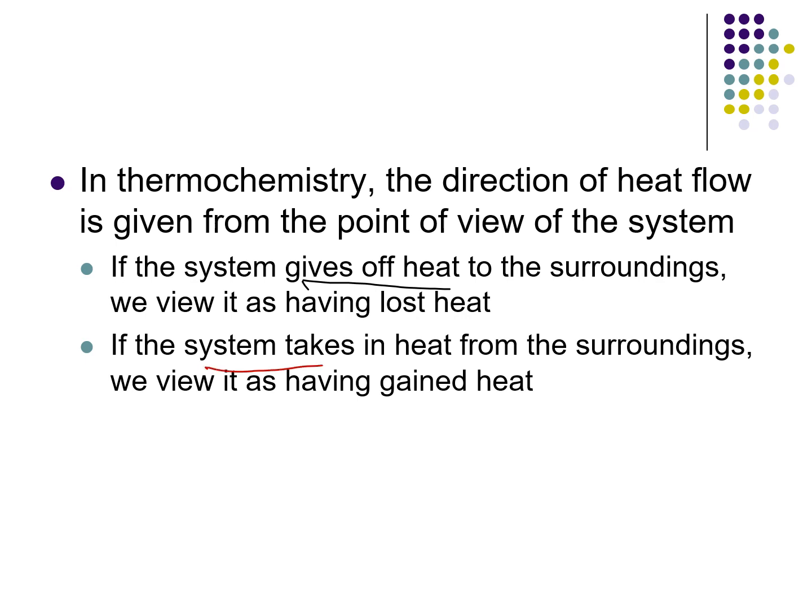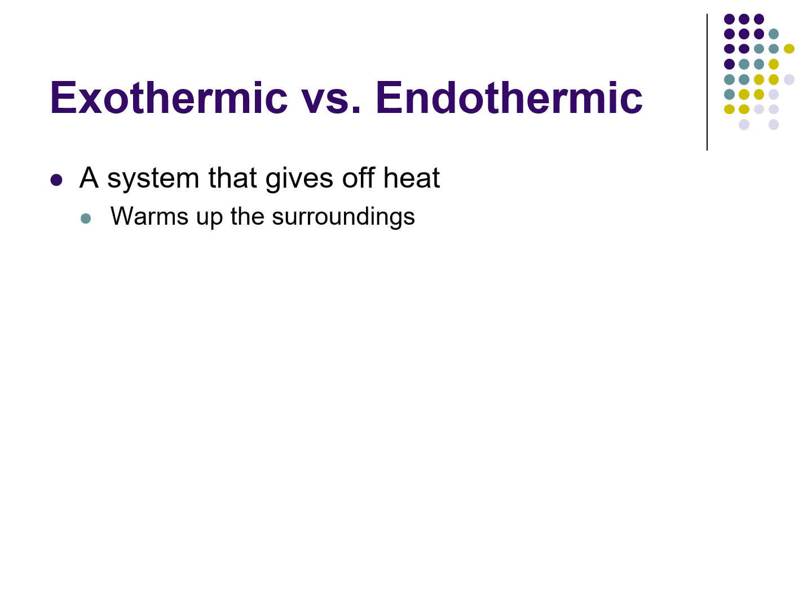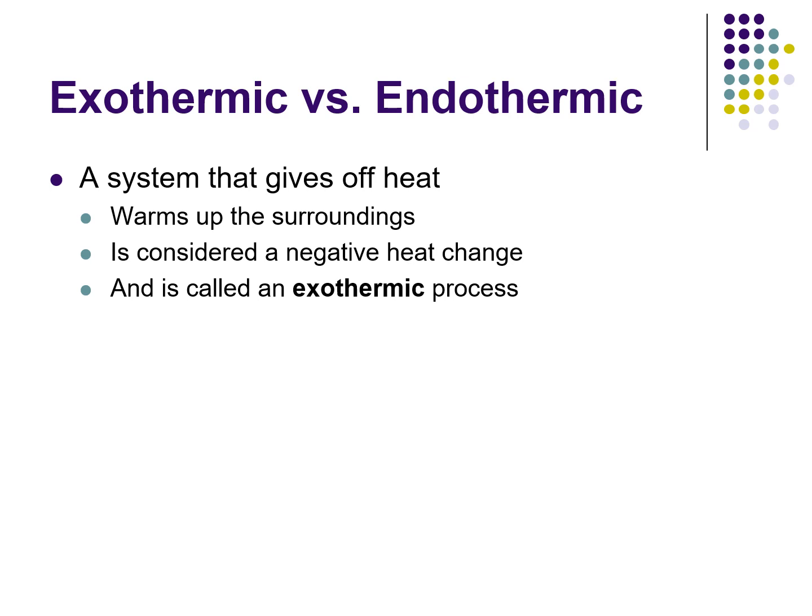If the system takes in heat, it gained that heat from the surroundings. The surroundings lost a certain amount, and the system gained an equal amount. Now this ties into our idea of endothermic versus exothermic. If we have a system that gives off heat, that means the surroundings are gaining heat, so the temperature of the surroundings will go up. This is considered a negative heat change because the system is losing the heat, and we call that an exothermic process. We can think of exo as outer: heat is going out.